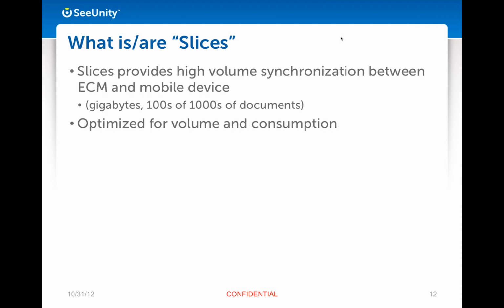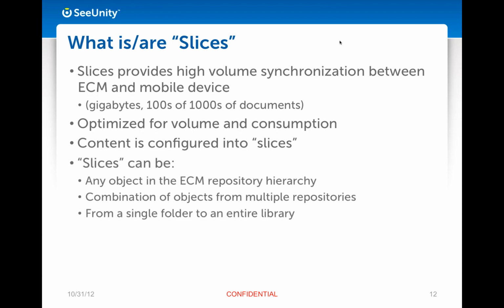This is really designed to bring a large volume of content down onto your tablet so that you can search and view that content with the fastest performance possible. And the content is configured into slices. That's done by a user administrator. And the slices can be, as I mentioned, any object in an ECM repository hierarchy. That can be anywhere from a folder to an entire library or a cabinet.